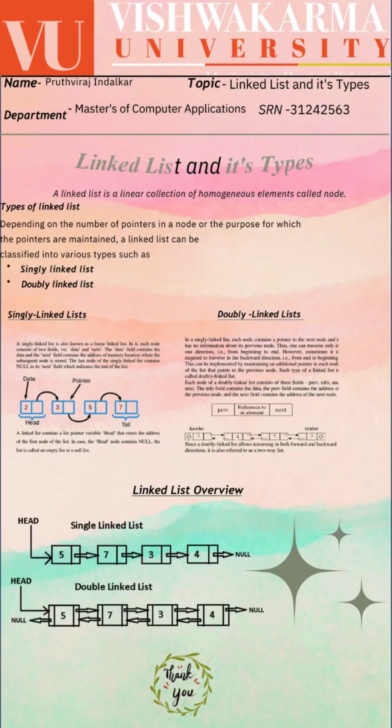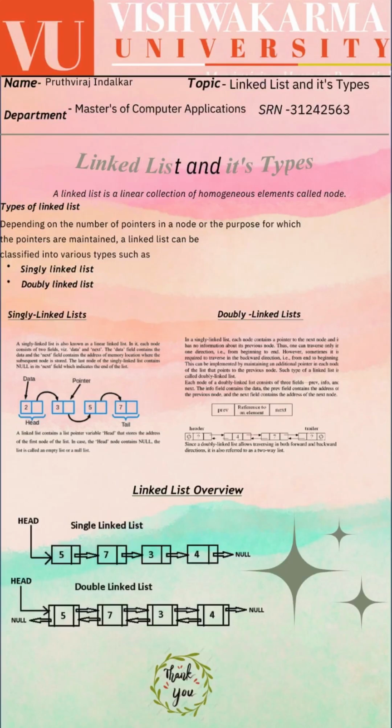Let us see some key operations. The first one is insertion: adding a node at the beginning or in the middle of the list is done using insertion. The second is deletion: removing a node from the beginning, end or middle is done using deletion. The third one is traversal: going through the nodes to access or display the data is done by traversal. So yes, these were some key operations that are basically used in linked lists.